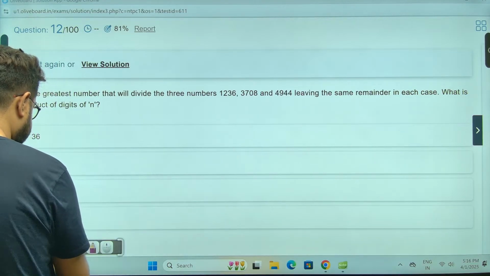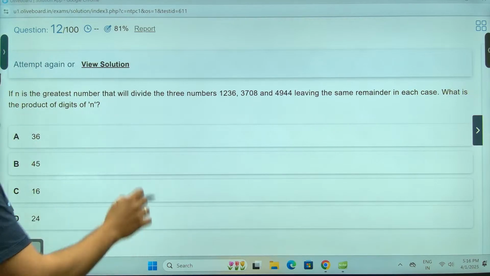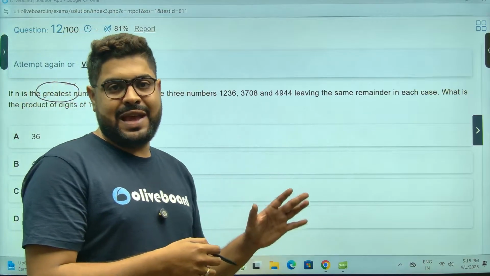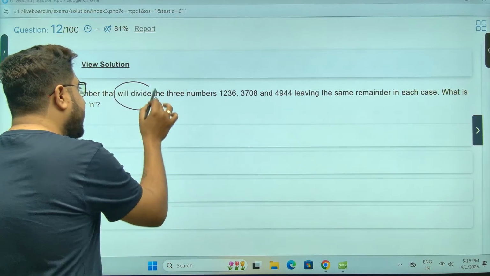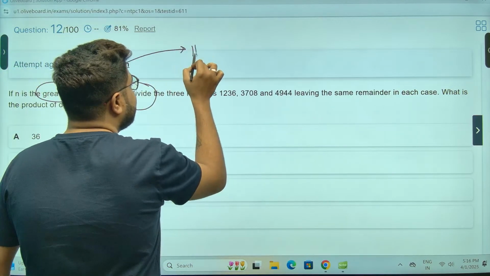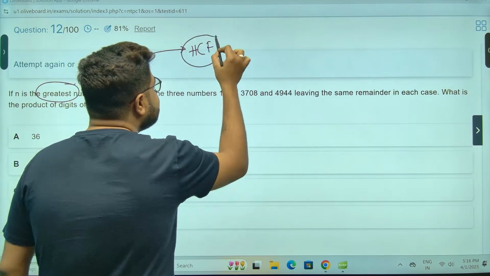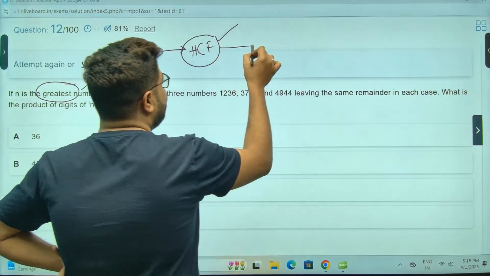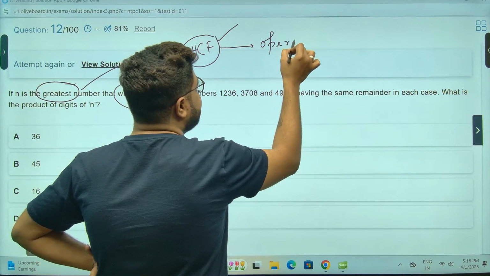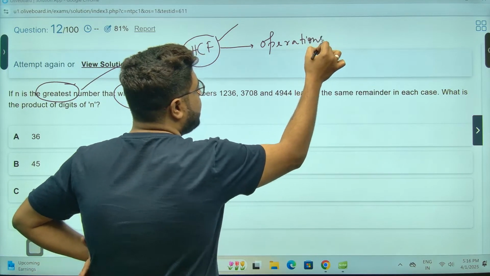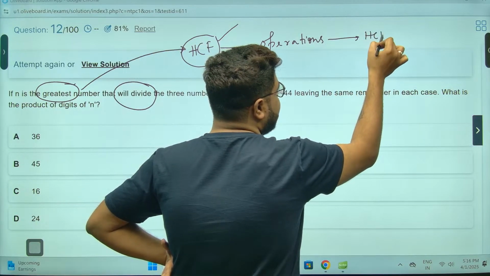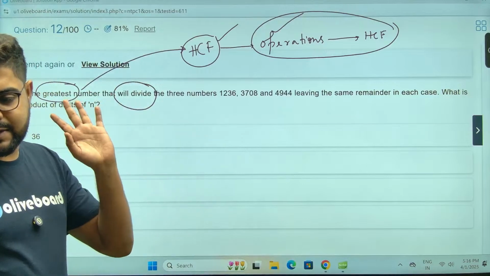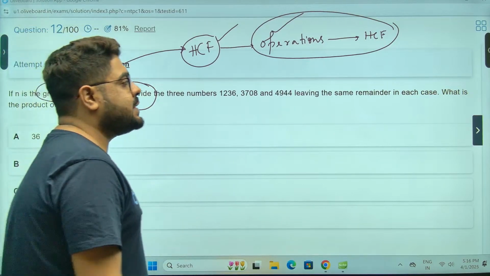Chalo, sir. Whenever you see this word greatest, largest, smallest, and the number itself will divide, these are the giveaway that we are doing an HCF case. And always remember, in an HCF case, we do the operations first, then we take the HCF. And HCF mein operations are generally negative. We take differences. And remember, same remainder.